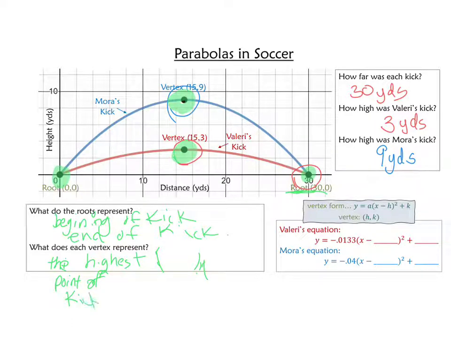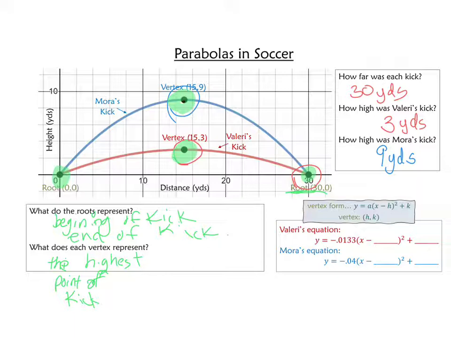Sorry about that, I got a little messed up over here. But it's the highest point of the kick. Now, I want you to remember the vertex form, y equals a times x minus h squared plus k, and that the vertex is (h, k).